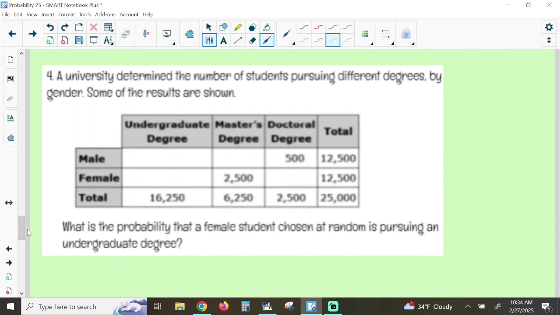Take a minute on number 4 and fill in your table. On your mark, get set, go. If you don't have a calculator in your hand, you're lazy.